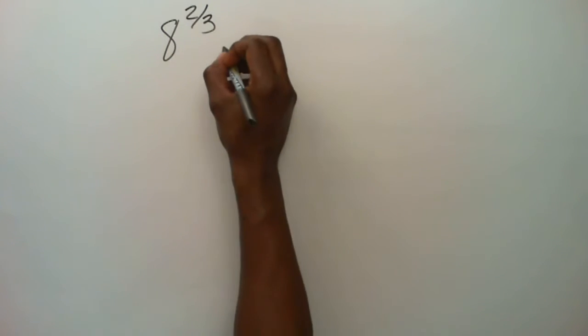Okay, let's solve some problems that are a bit more difficult. Let's solve the problem 8 to the 2/3 power. Since the exponent is 2/3, to solve this problem, we're going to do two things. First, we're going to find the cube root of 8, and second, we're going to raise the cube root of 8 to the second power. To make this process easier to see, I'm going to rewrite the problem as 8 to the 1/3 power raised to the second power.